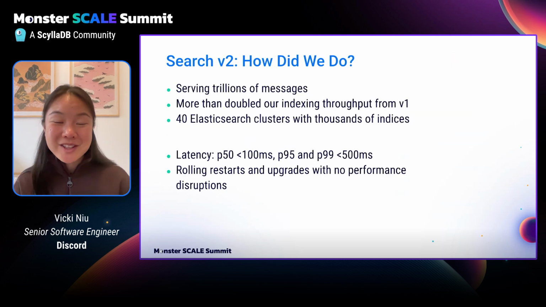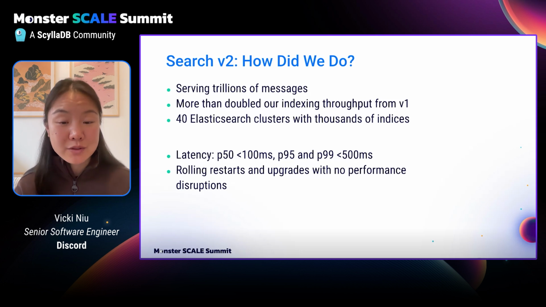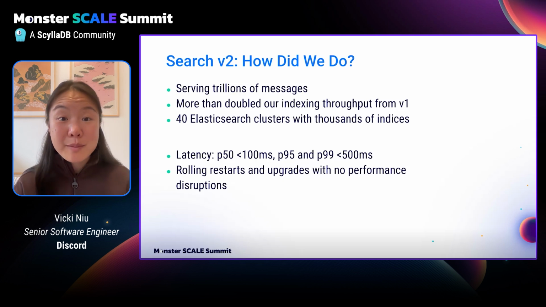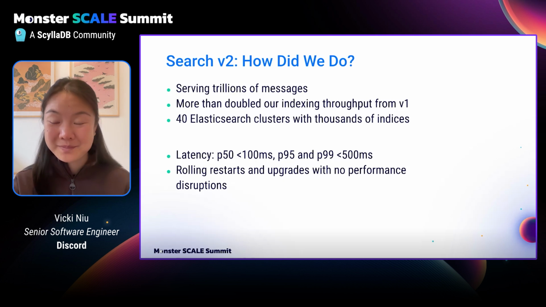Overall, now we can look at our Search v2 system and see how we did. We now index and serve trillions of messages and have more than doubled our indexing throughput from Search v1. We run 40 Elasticsearch clusters, which have thousands of indices to house this data. And we've seen really big performance improvements. Our median latency for search requests is now under 100 milliseconds, with P95 and P99 less than 500 milliseconds. Importantly, also, we can now perform rolling restarts and upgrades with no performance disruptions, which also allows us to make improvements much more easily moving forward.